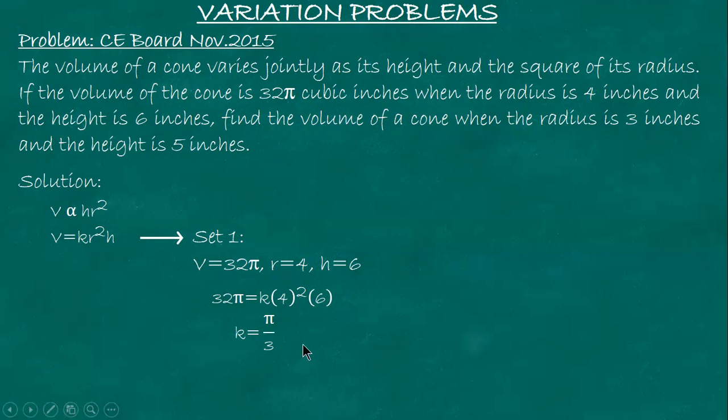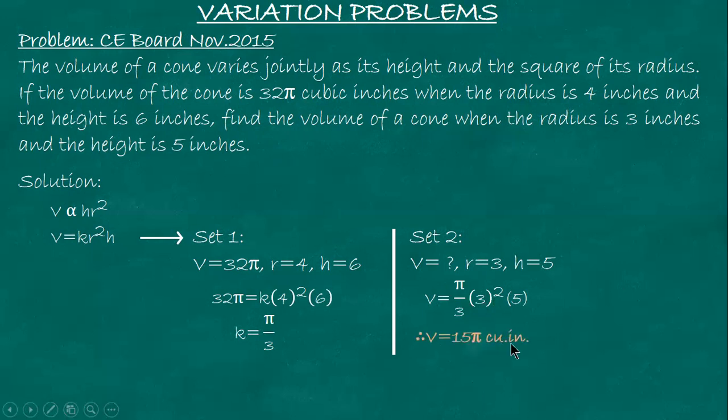Okay? You will also use it for the second set. So the second set is: find the volume of a cone when the radius is 3 and the height is 5. So we will find the volume when the radius is 3 and the height is 5. So use the k, pi over 3, in k R squared H. So this is the answer: 15 pi cubic inches. Dali ra, ha?